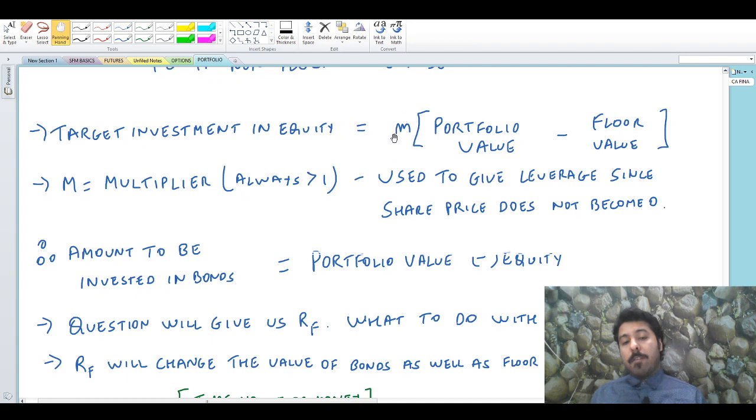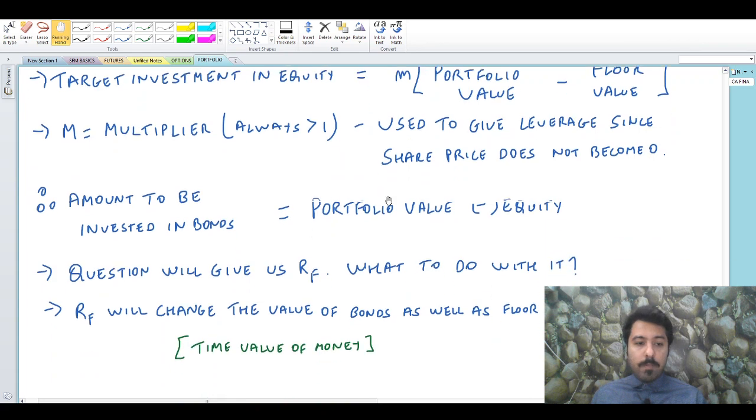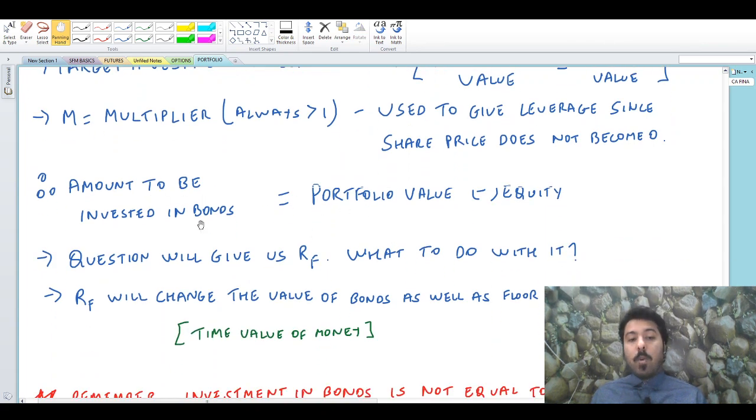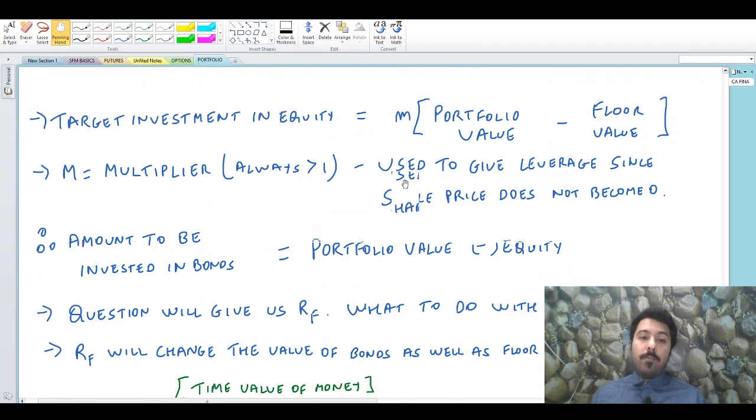So if question gives a multiplier of 1.5, so 60,000 into 1.5, 90,000 is the amount of equity that we can buy. Multiplier will always be greater than 1. Obviously it is used to give leverage, and share price does not become zero. Therefore amount to be invested in bonds will be portfolio value minus equity. So 1 lakh minus 90,000, 10,000 is what you need to invest in bonds.